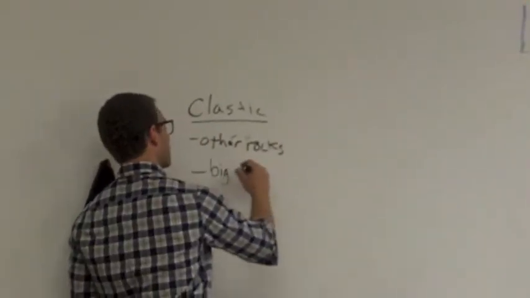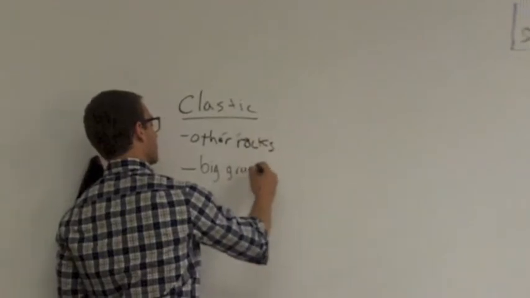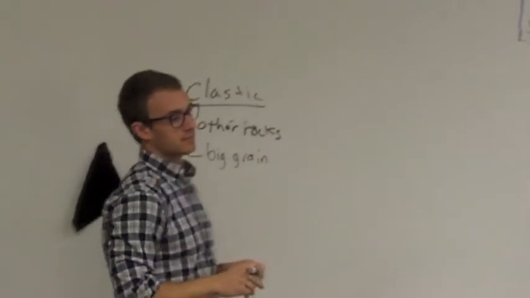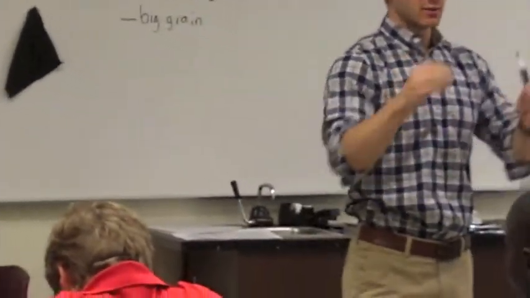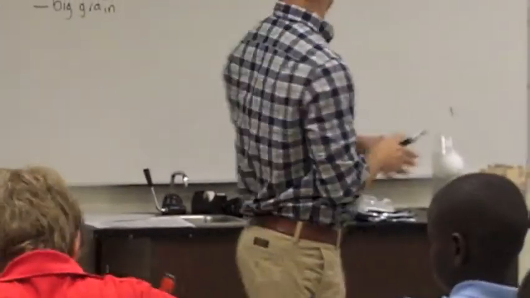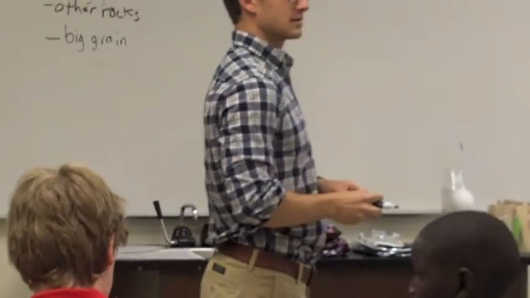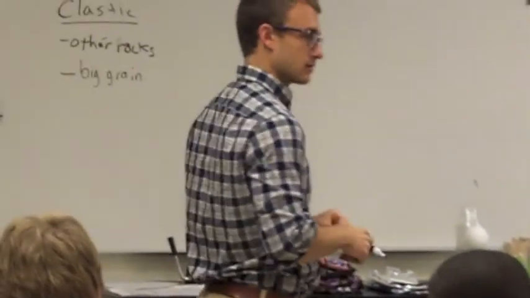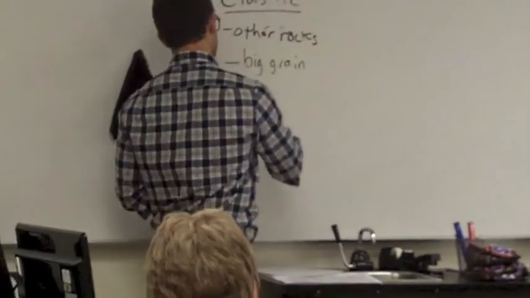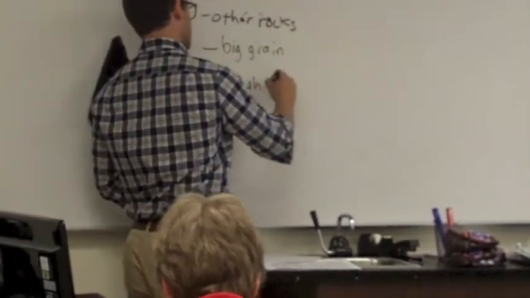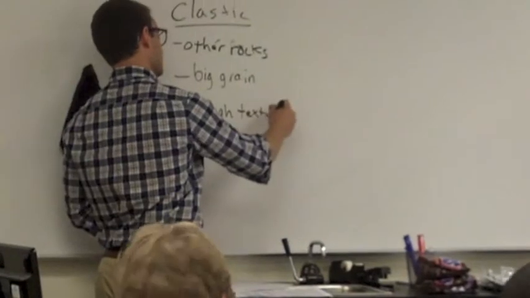And why would we look for big grain? Because clastic is mixed together with pressure. Yeah. So if we see that there's a big grain and we see a bunch of rocks put together, that might tell us that this is clastic. Texture. What kind of texture? It's rough or soft. So rough texture. Good.